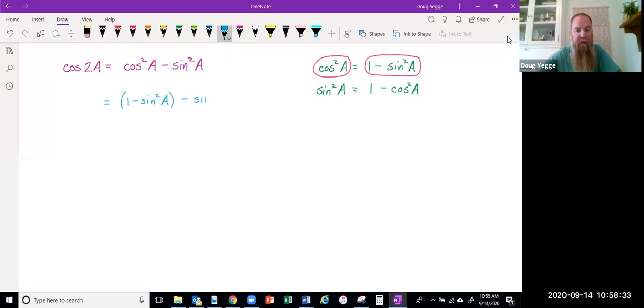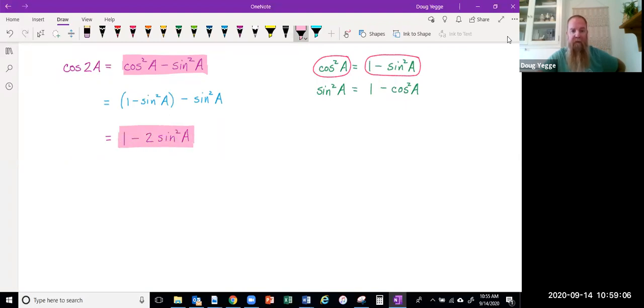minus sine squared a. And now notice that I've got 2 of that same result of sine squared a. So this gives me 1 minus 2 sine squared of a. So sometimes this one is actually beneficial to use as well. I mean, if we've got one identity that says that cosine of 2a is equal to this form, that would require us to know both cosine of a and sine of a. But what if we only know the value of sine of a? Well, then this is a better form to use as opposed to using the first one.